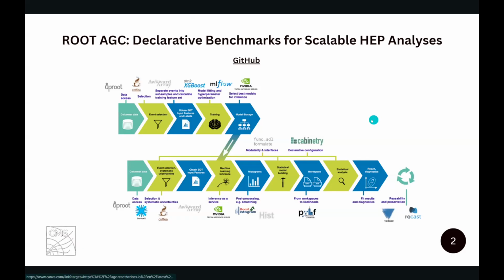So let me start with a bit of background. The Root Analysis Grand Challenge, or AGC, is a benchmark framework designed to demonstrate how scalable, declarative high energy physics analyses can be built using modern ROOT tools. It provides well-defined analysis pipelines that can serve as a standard for reproducible HEP workflows. The goal of my project was to bring this analysis framework to the REANA platform, enabling full reproducibility, scalability, and eventually reinterpretation capabilities similar to what the RECAST framework provides.